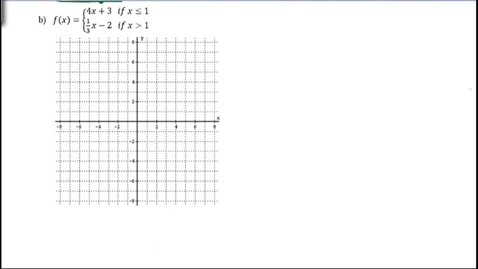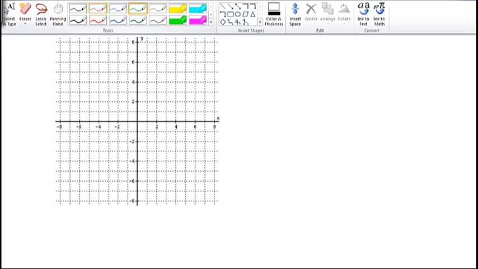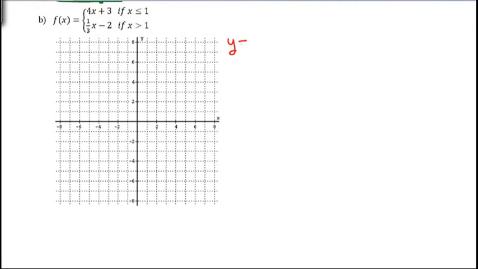In our next example, f of x equals 4x plus 3, and that's if x is less than or equal to 1, and f of x equals 1/3 x minus 2 if x is greater than 1. Okay, so we're going to do this in 2 pieces. We have y equals 4x plus 3, and that's going to be for x is less than or equal to 1. And the second piece of this is y equals 1/3 x minus 2, and this is good for x is greater than 1.